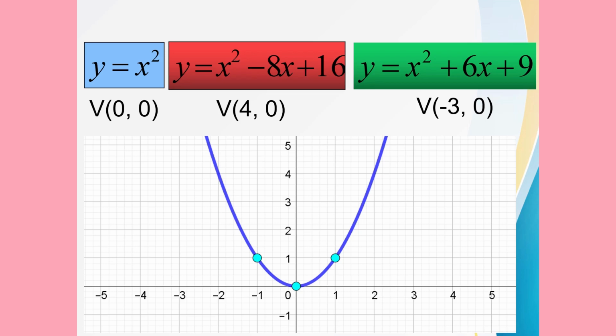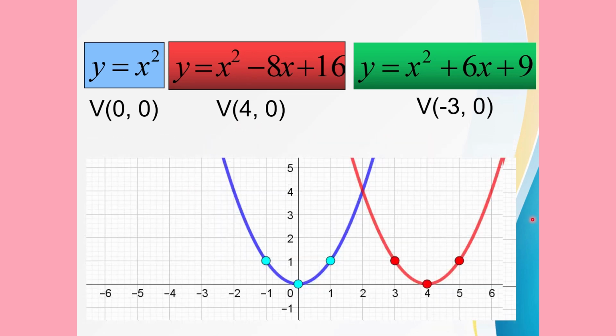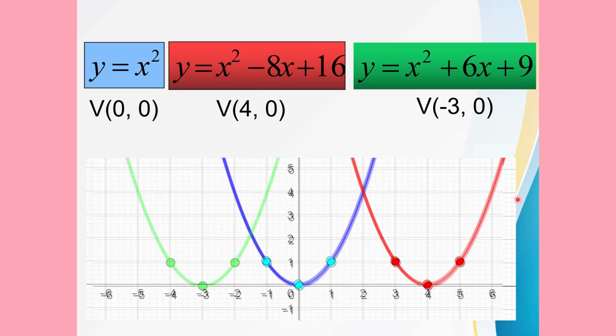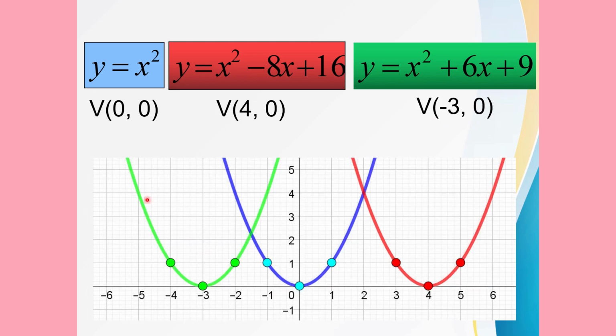So what happens to the graph as we change the value of h into a positive value and into a negative value? Again, our reference is y equals x squared with vertex at (0, 0). Take a look if we change the vertex into (4, 0). So there you have it, the graph of the second quadratic function. And what if we change the vertex into (-3, 0)? Okay, so that's it for the third quadratic function.